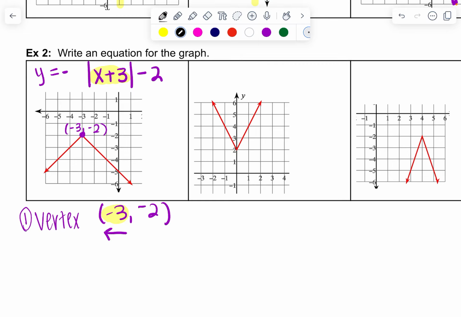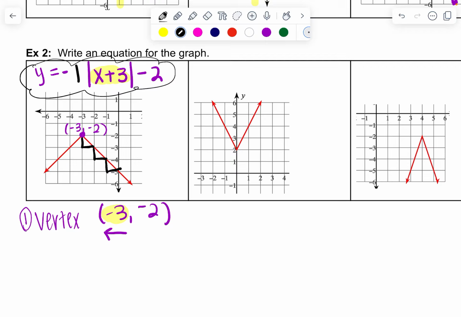To get from one point to the next, I go down 1 over 1, down 1 over 1, down 1 over 1. So that's just -1. So my final answer, -1 times |x + 3|, take away 2. Of course, you can always graph that on Desmos to make sure you get the same picture that I got.